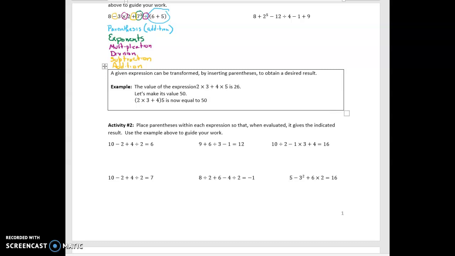And currently, if we were to simplify this, we would have 9, and then we're going to do the division. So 6 divided by 3 is 2 minus 1, and then we can add and subtract here. So 9 plus 2 is 11 minus 1, which is 10, which is not equal to 12. So we know that this is not what's working for us. All right, so we're going to erase that, and we're going to figure out where we need to put parentheses.